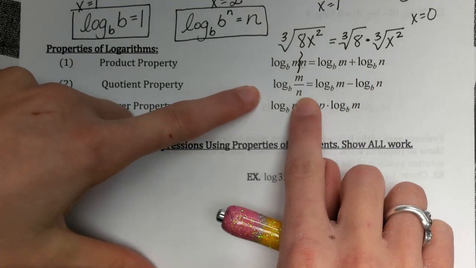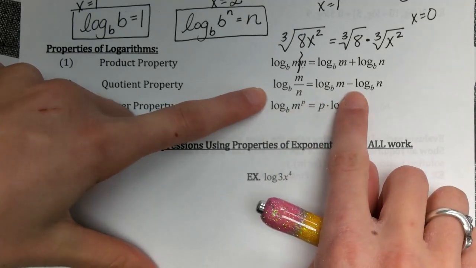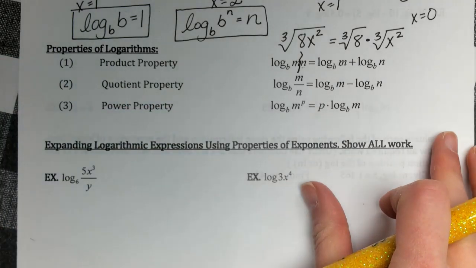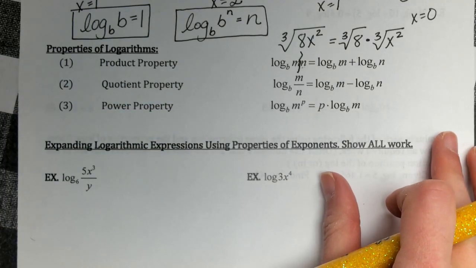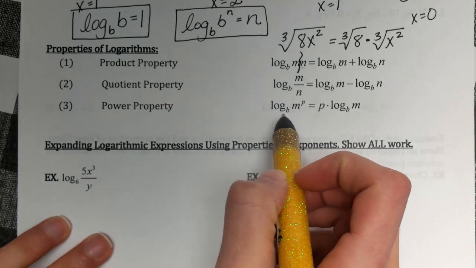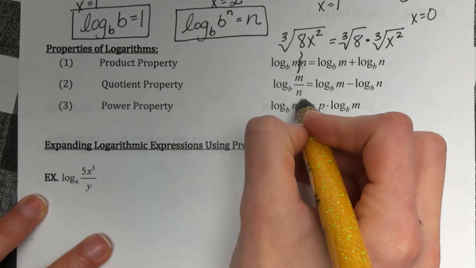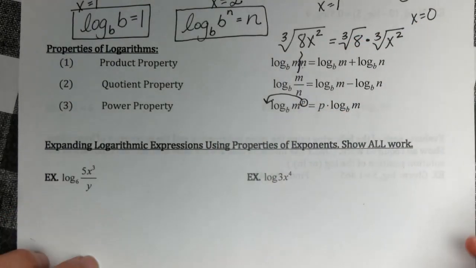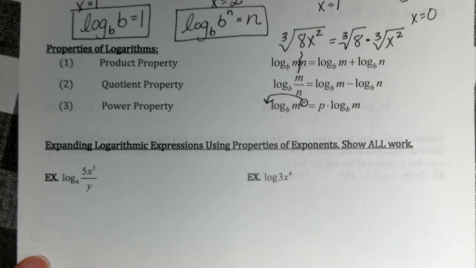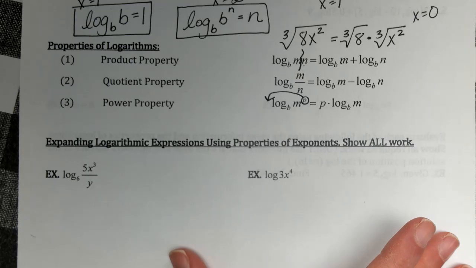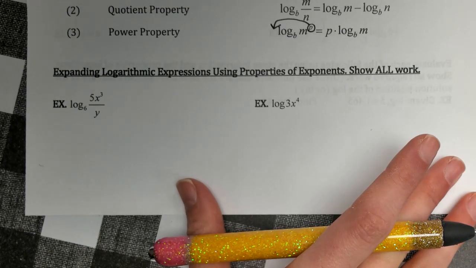And then your log base b of m divided by n, you're just going to be subtracting off that denominator. Okay, so when you divide, you're going to be subtracting. Okay? Now, this might be a little new, but this is not hard either. If you have log base b of m to the p power, then all you're doing is bringing that power over to the front. Okay? When you get to calculus, y'all will have a power rule, and it's going to be basically the same thing. Okay? So we're going to be using those to expand, and then we're going to use those to condense.